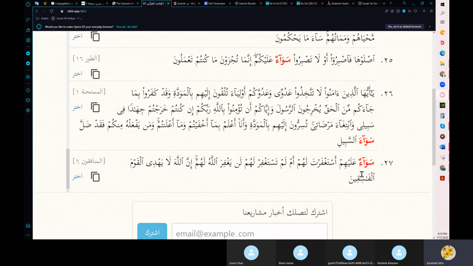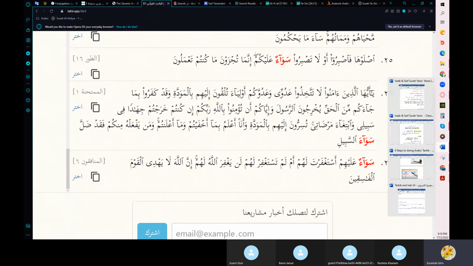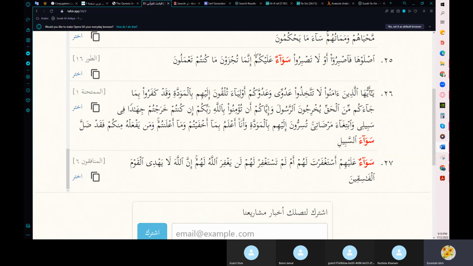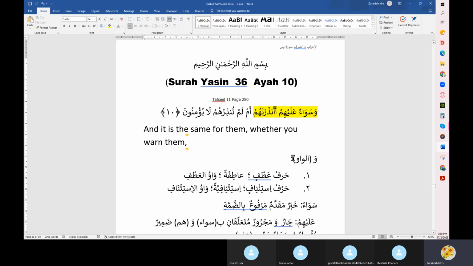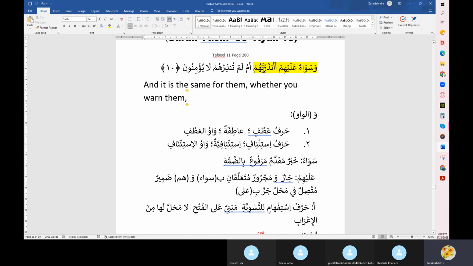So this is another case of evening things out. Whatever it is, it's going to be the same for them. This is why we put sawa'un alayhim in the beginning. This is why the khabar is muqaddam. There are reasons why we put some things ahead and some things behind. So in this case, we are highlighting the fact that it doesn't make any difference. Sawa'un alayhim, it's the same.